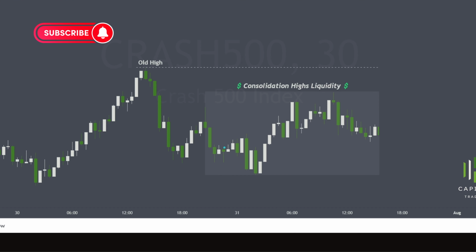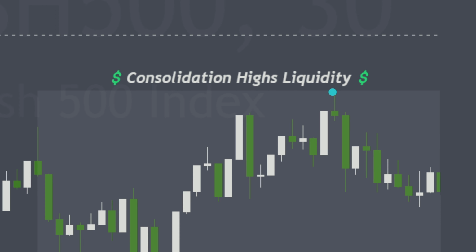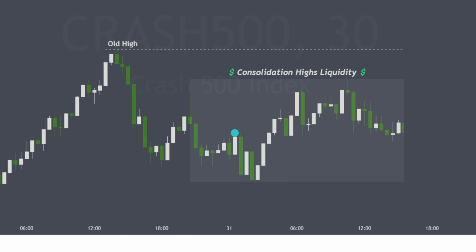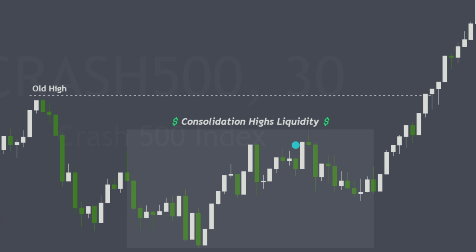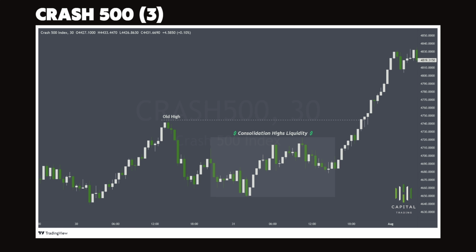We had price consolidating here for some time, consolidation low, consolidation high. So we want to see if they're going to break these highs and this old high. That's what they did here. They broke this consolidation high, so this movement also broke this old high. So price tends to remember old highs. So we need to take note of old highs all the time. Now let's look at Crash 1000.